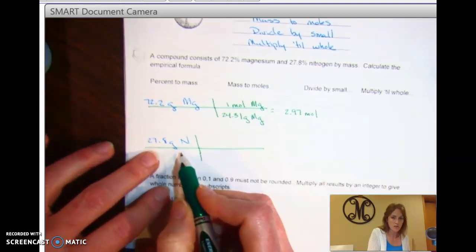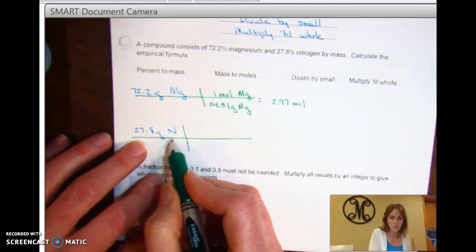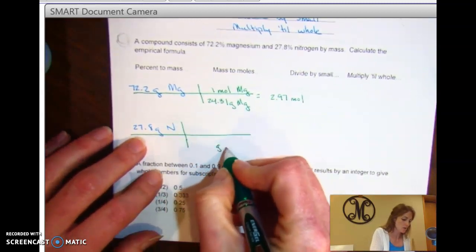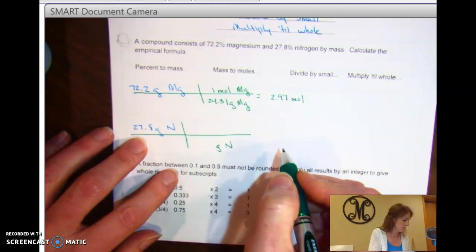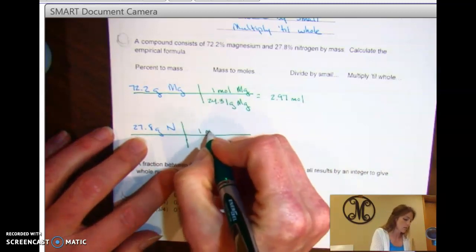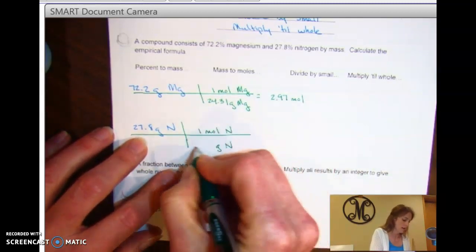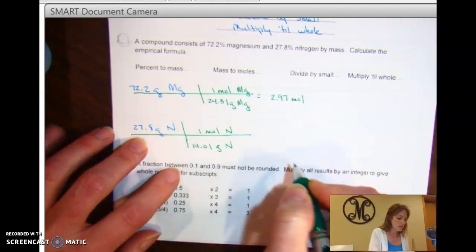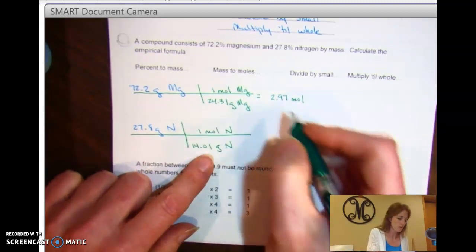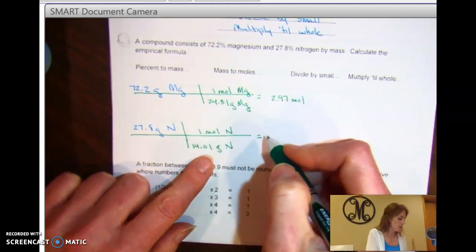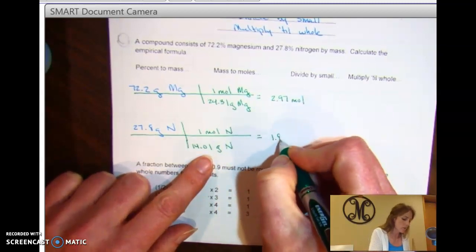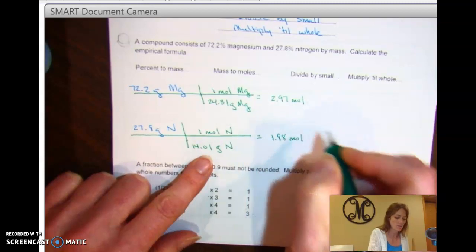Let's do it for nitrogen. You have 27.8 grams of nitrogen. You're going to drop grams of nitrogen to the bottom. You're going to convert it to 1 mole, using 1 mole equals 14.01 grams. When we do the math here, we get that we have 1.98 moles.